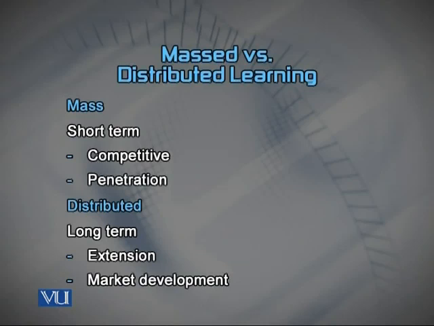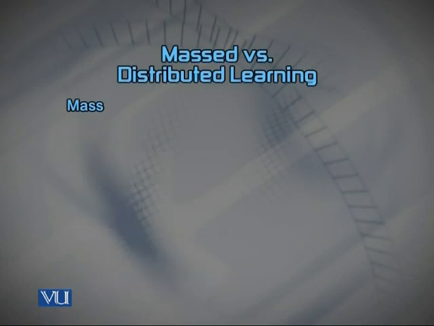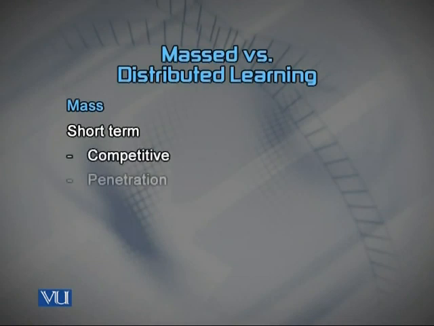That means it's distributed over a point of time or over a period of time. Both have logical strategic implications. Mass is normally done so that you can make an immediate, short-term impact in the market, maybe as a competitive move, or maybe if you want to go for market penetration.